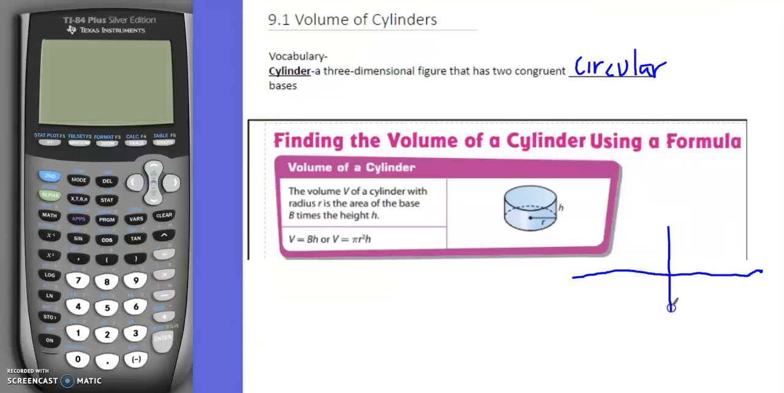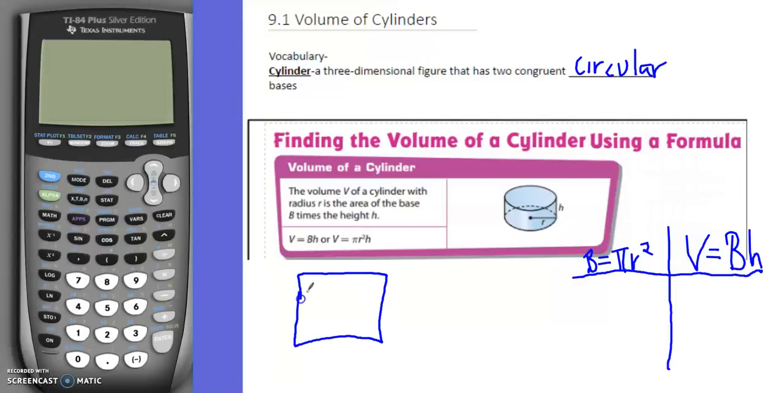We're going to set up the area of the base. The area of the base for our cylinder is going to be pi r squared, and volume is big B times h, the area of the base times the height of the cylinder. The only thing you have to be careful about is to make sure that you have the radius.